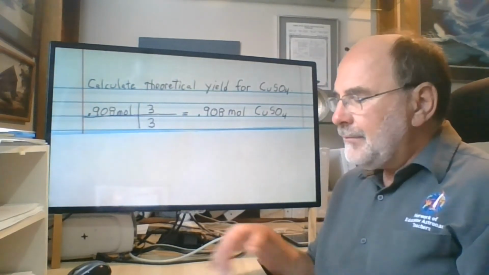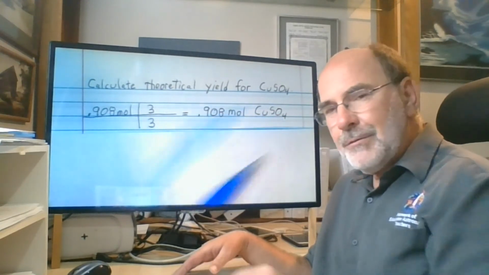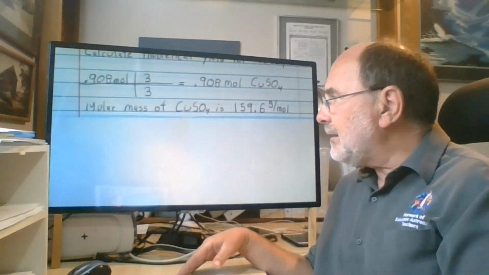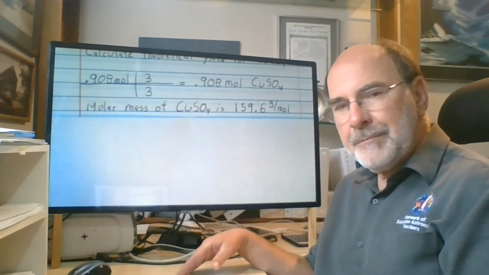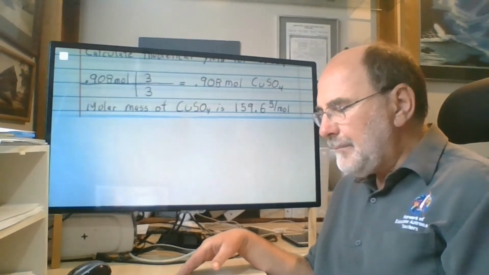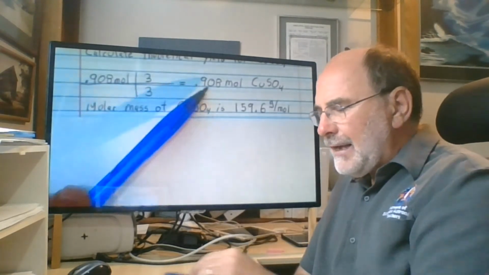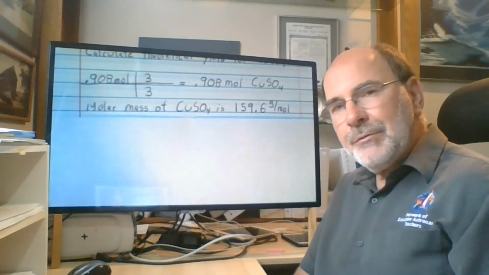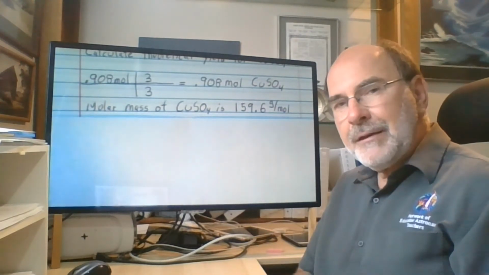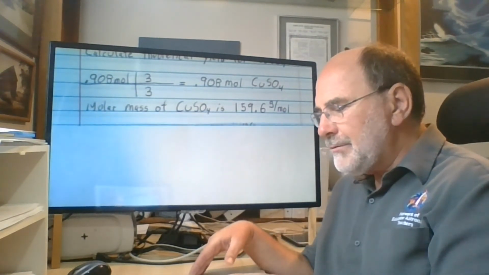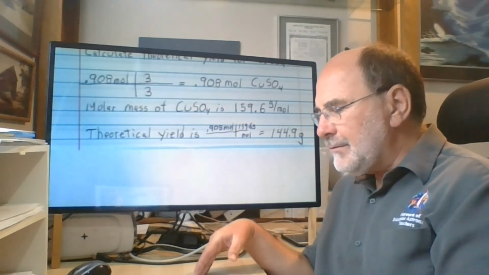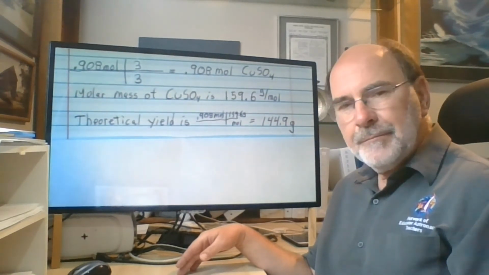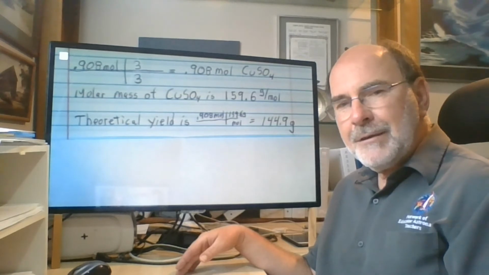Next, I look up the mass of copper, the mass of sulfur, the mass of 4 oxygens, add them together, and that gives me the molar mass of copper sulfate. I get 159.6 grams per mole. Last step. If I actually produce 0.908 moles of this stuff, and 1 mole of it is 159.6 grams, how many grams do I theoretically produce? You multiply those two numbers, and the theoretical yield works out to be 144.9 grams. Okay, so that's my calculated theoretical yield.